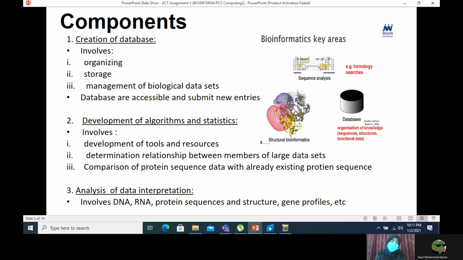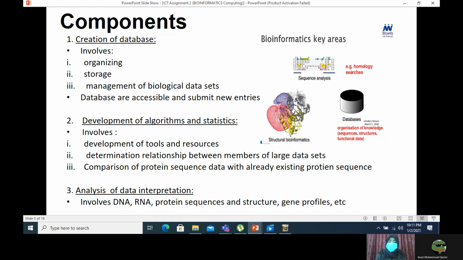Now the components of bioinformatics. There are three main components: creation of database, development of algorithms and statistics, and number three, analysis of data interpretation. In creation of database, we first organize the data we have gained through the experiments we have done, then we store it in our computers, and then we manage it into biological data sets.